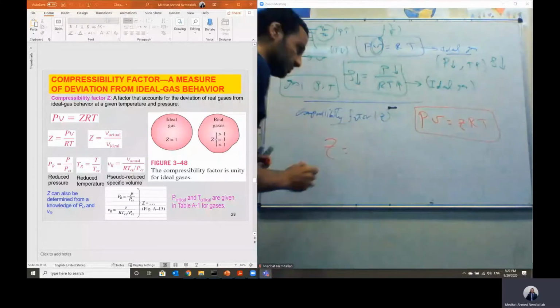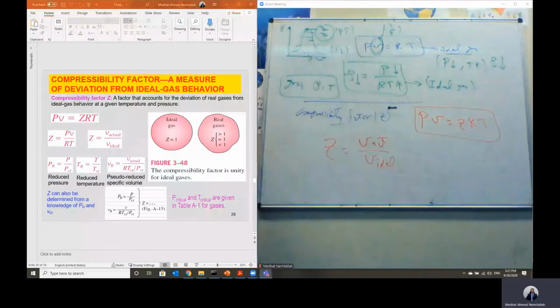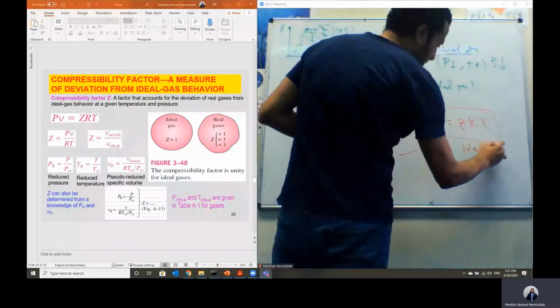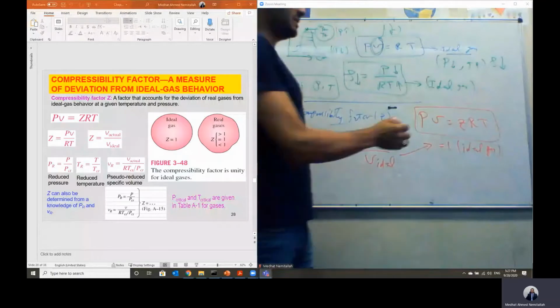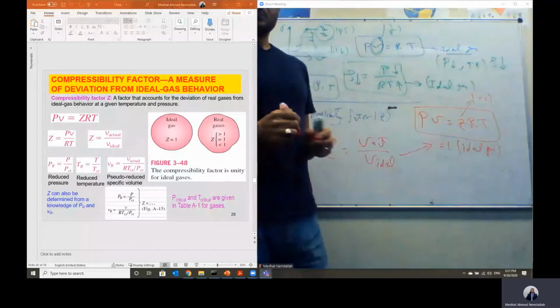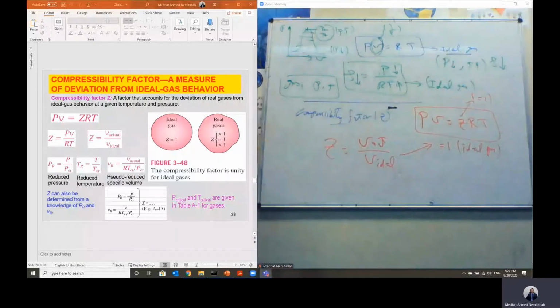This compressibility factor is defined as the ratio between the actual volume and the ideal volume of this gas. If the compressibility factor Z is equal to 1, this is the case of an ideal gas. In this case, we get back to the normal ideal gas equation of state, PV equal to RT. So when Z is equal to 1, that means we have an ideal gas, because in some problems, inshallah, you will see, it may give you a gas at a given pressure and a given temperature, and they will ask you whether this gas is representing a real gas or an ideal gas.